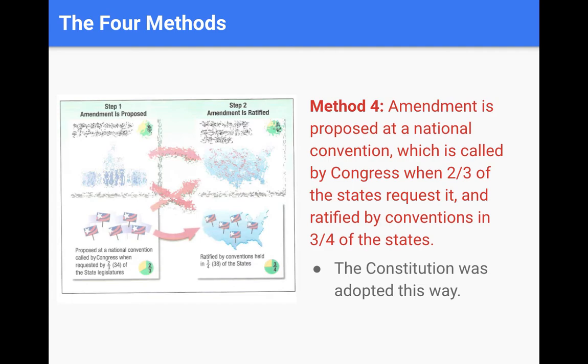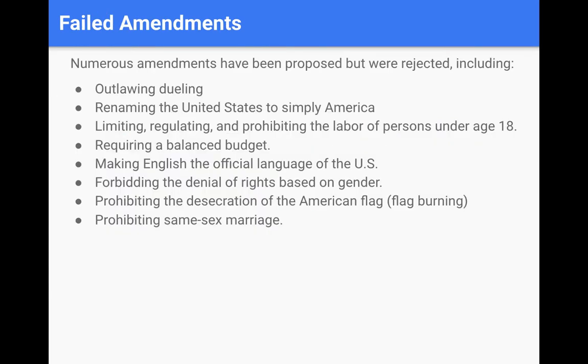Method number 4, this is how the Constitution was adopted, where you call for a national convention by 2/3 of the states and then ratify it through state conventions by 3/4 of the states. And again, this was how the Constitution itself was adopted.